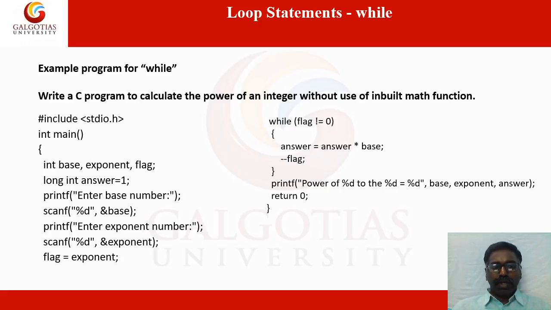The required variables are declared here: the base value, the exponent value, and a flag, used to find the power of an integer without using the inbuilt math function. The base value is taken from the user, the exponent value is also taken from the user, and then a flag is set here. Now while the flag is not equal to 0, the while loop keeps repeating n times, until the flag is equal to 0.